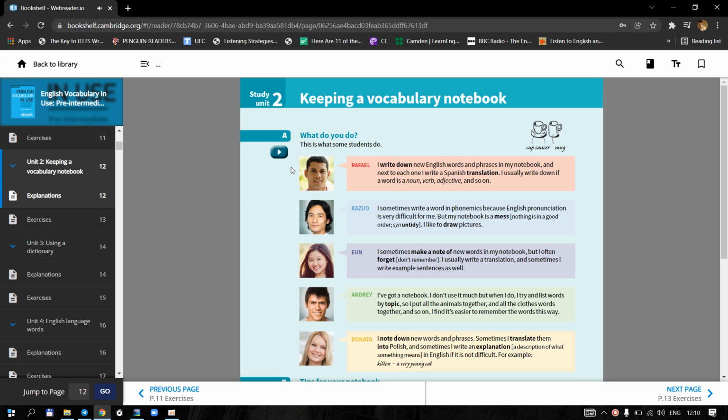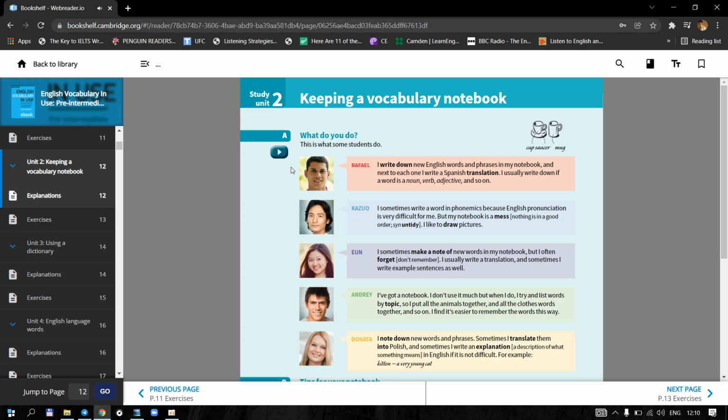A. What do you do? This is what some students do. I write down new English words and phrases in my notebook, and next to each one I write a Spanish translation. I usually write down if a word is a noun, verb, adjective, and so on. I sometimes write a word in phonemics because English pronunciation is very difficult for me.